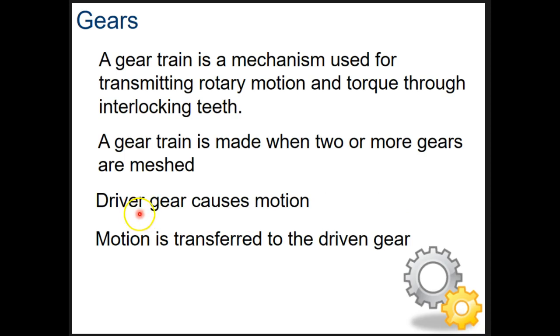And the driver gear causes motion. I want you in your notes to note that the driver is input. So this is the in part of the gear. And then the motion is transferred to the driven gear, so that is the output. So if we turned the gray gear here and it was turning the yellow gear here, the gray gear would be the input and the yellow gear would be the output.